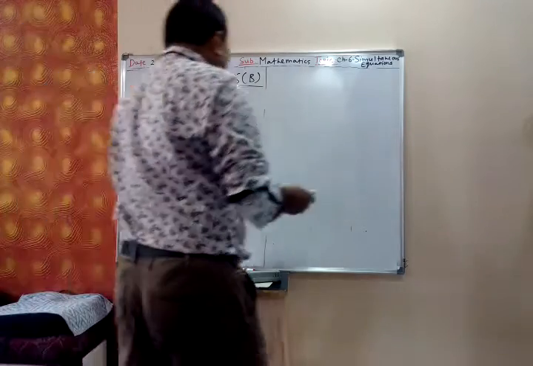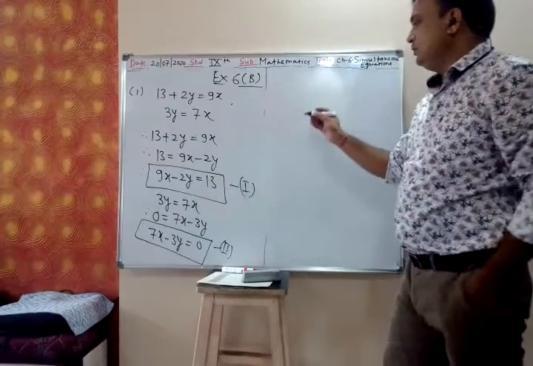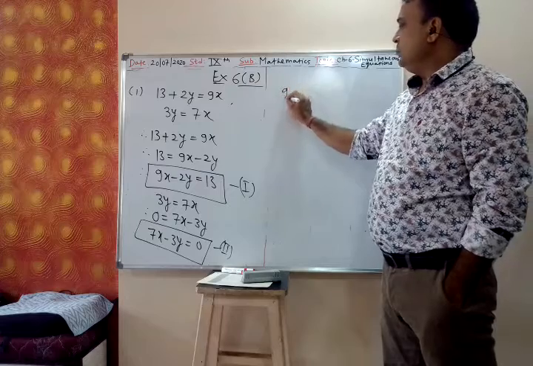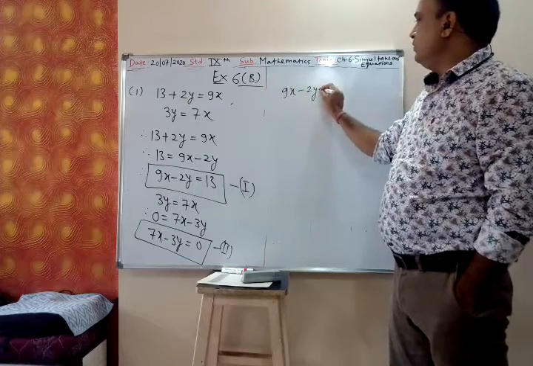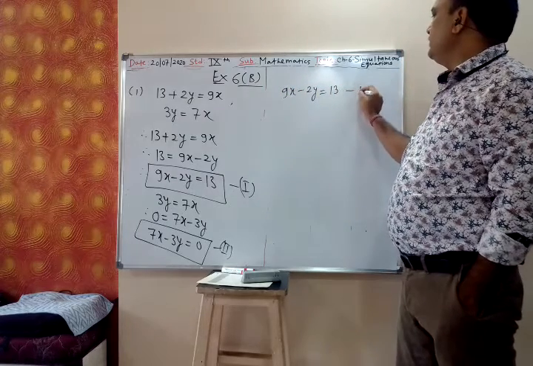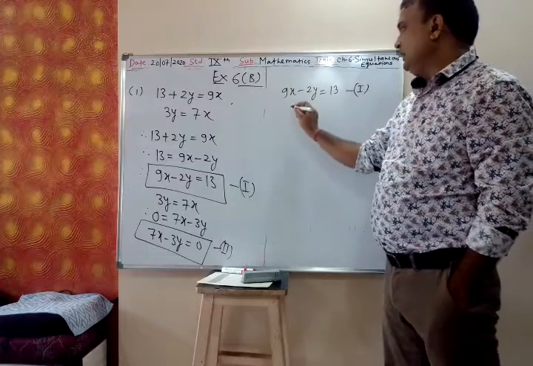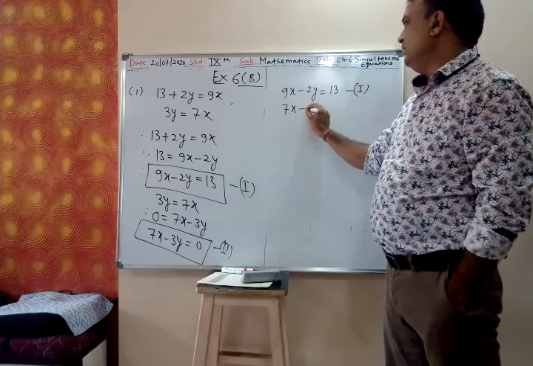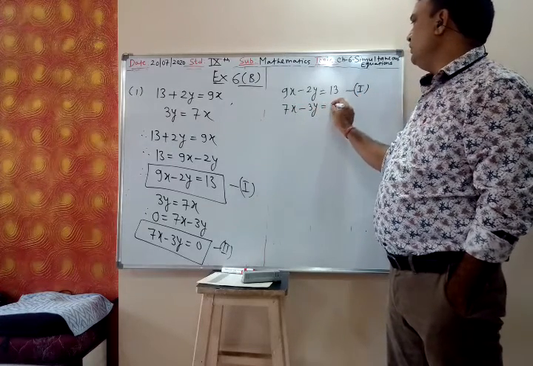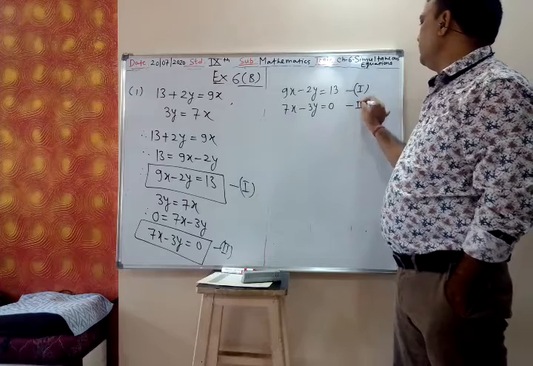Now let us solve 1 and 2. I am writing 1 and 2 together. So 9x minus 2y is equal to 13 is my equation number 1. Then 7x minus 3y is equal to 0 is my equation number 2.